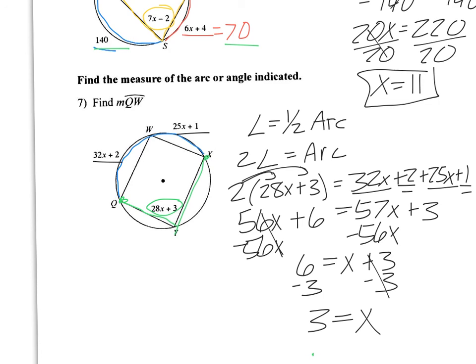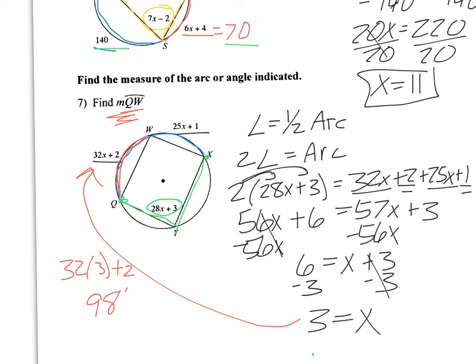Now, the question asked me to find arc QW. Where's QW? QW is this arc. So what I have to do is take 3 and plug it into that expression. So I get 32 times 3 plus 2. 32 times 3 is 96, plus 2 would be 98, and there's my answer. So quite a bit of stuff here, not too bad. The big thing is learning how to set up your equations.